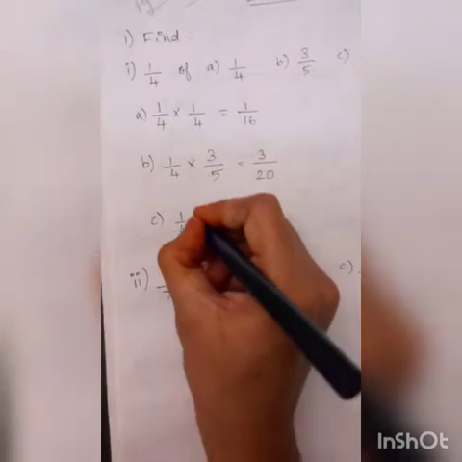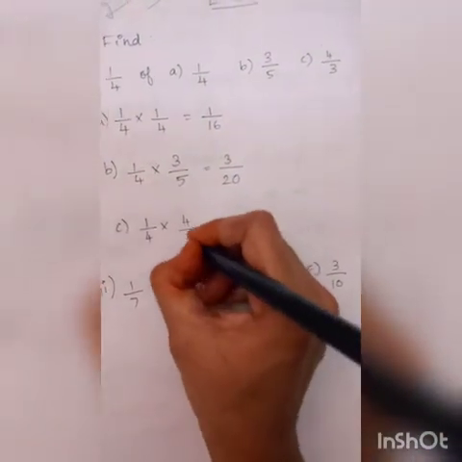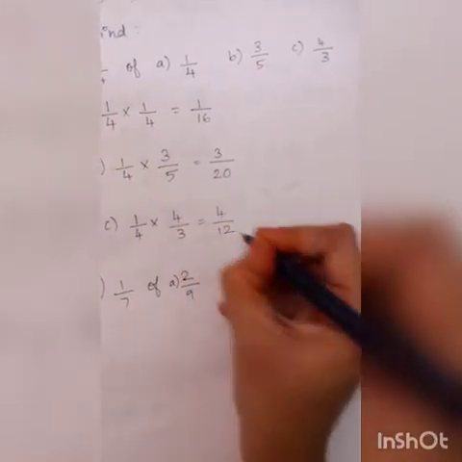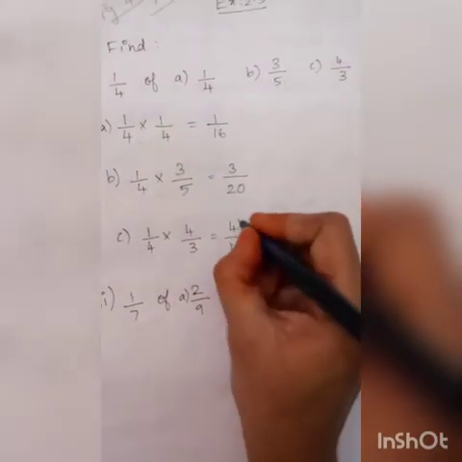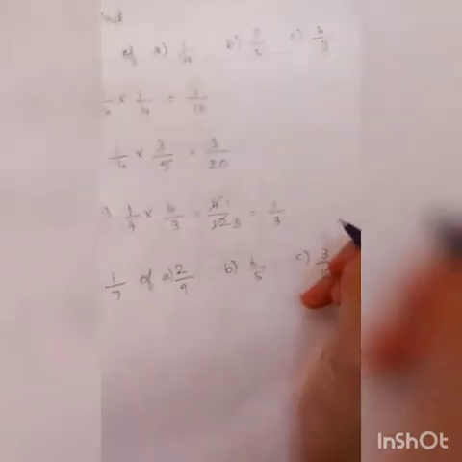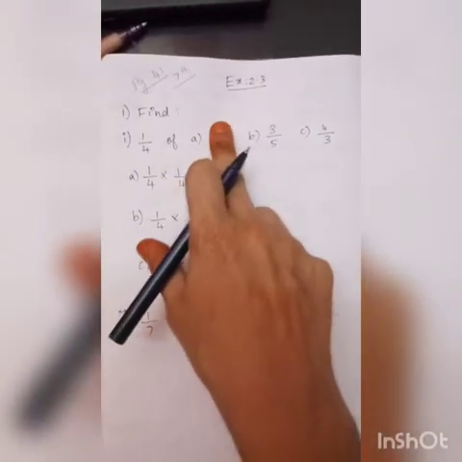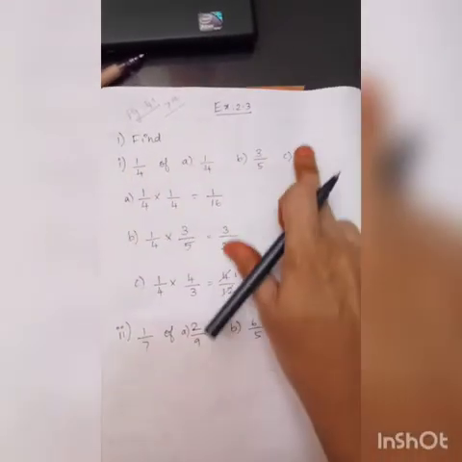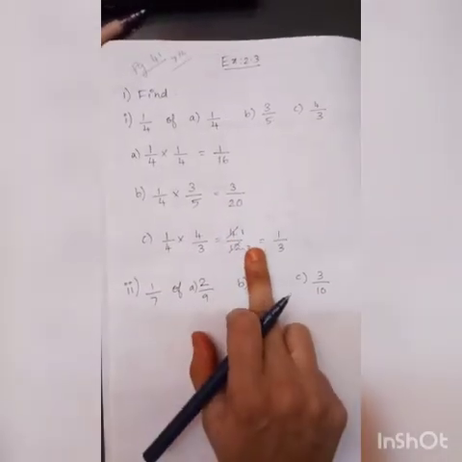1 by 4 into C is what? 4 by 3. 1 4s are 4, 4 3s are 12. Is there any possibility to cancel it? Yes. 4 1s are 4, 4 3s are 12. So 1 by 3 is our answer. So listen, 1 by 4 is multiplied with this, 1 by 4 is multiplied by this, 1 by 4 is multiplied by this. I am just finding three different answers.